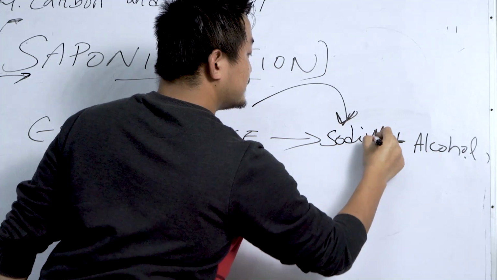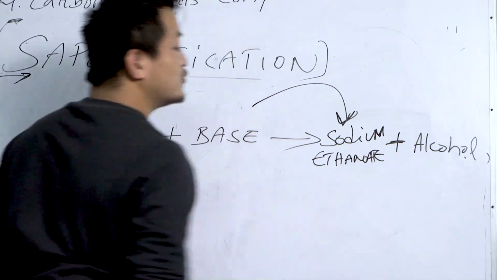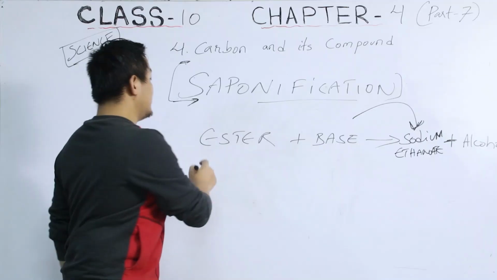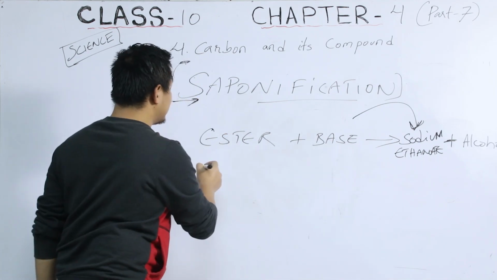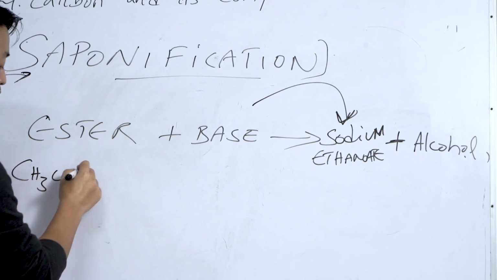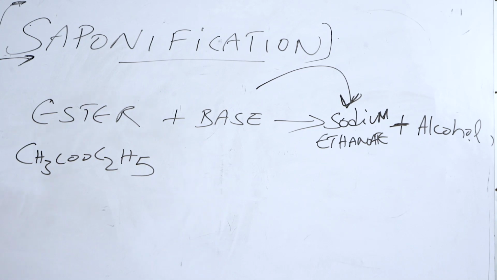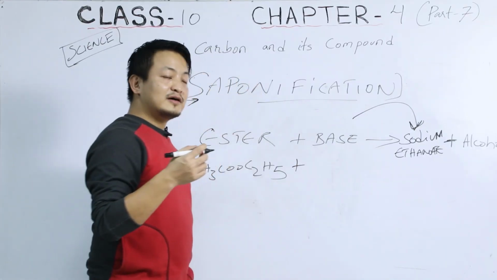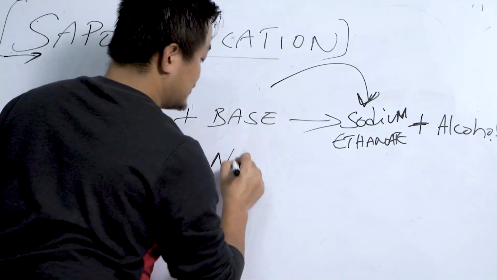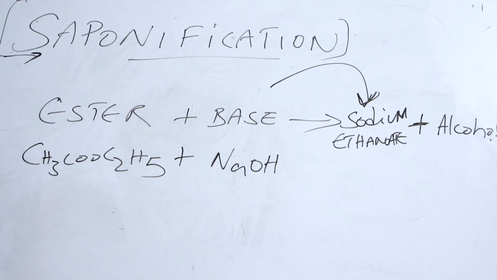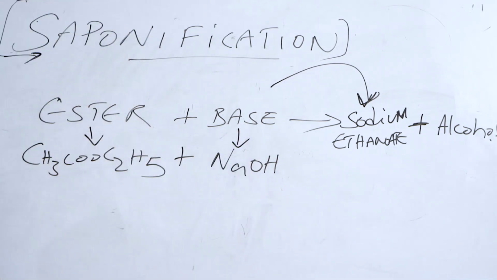Clear? We'll get sodium ethanoate. Clear? So let's see. This ester, as we have already studied, students, this is the formula for ester, right? Now the base. In chapter 2 we studied acid, base and salt. So as the base, we are using sodium hydroxide. Clear? So this is the ester and this is the base.